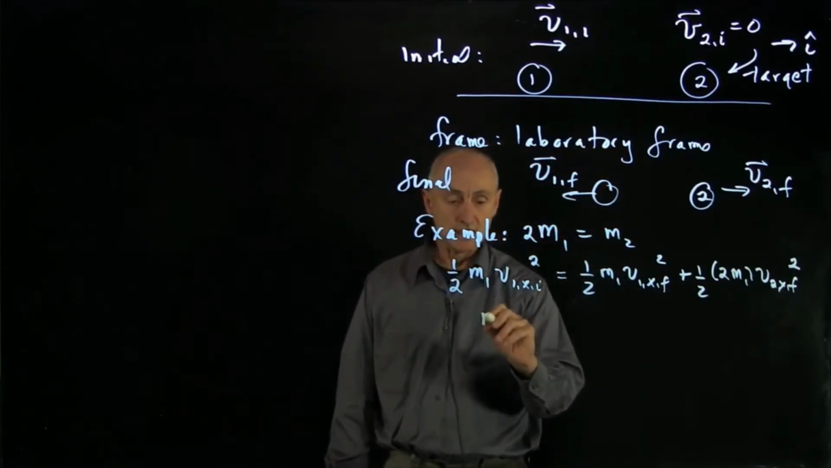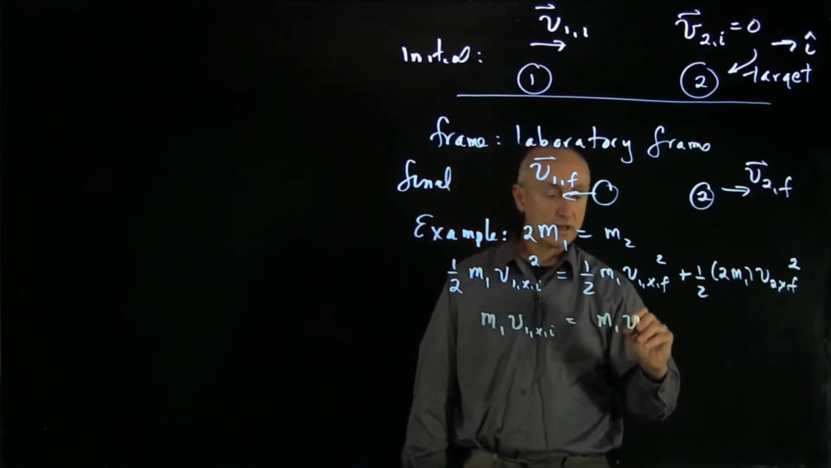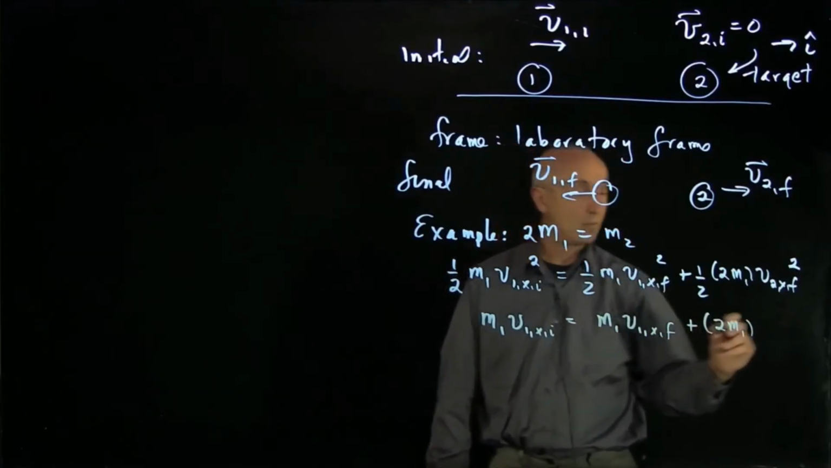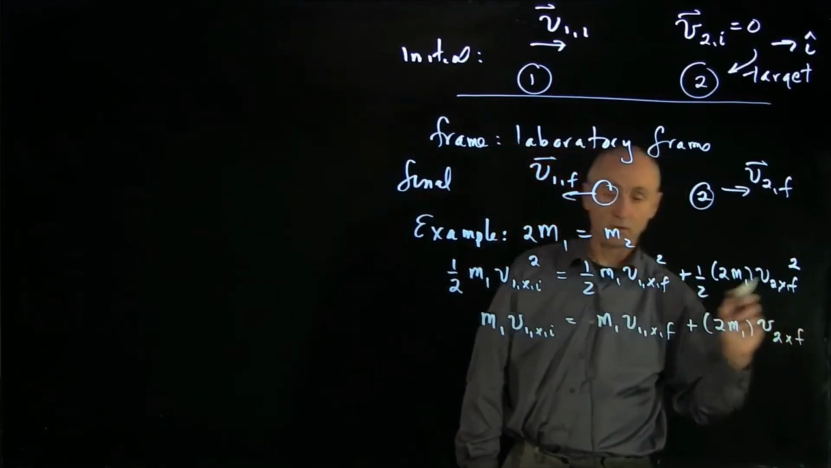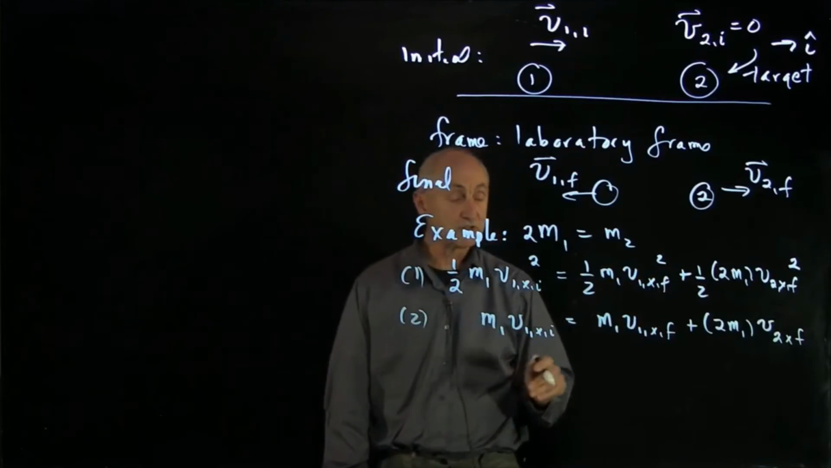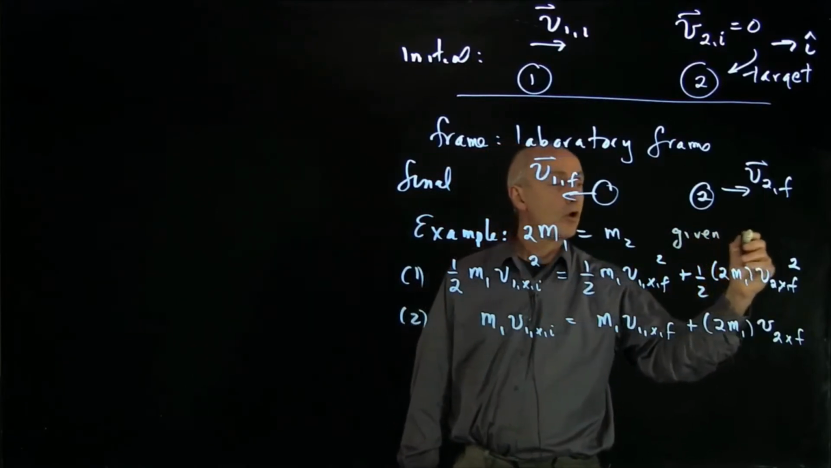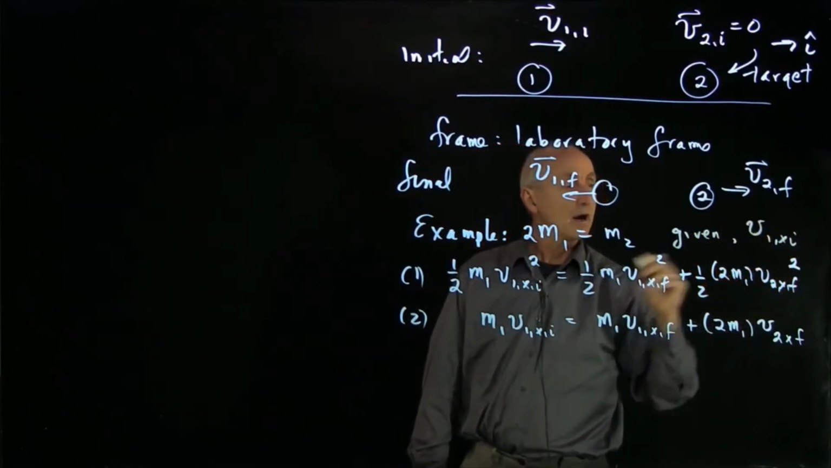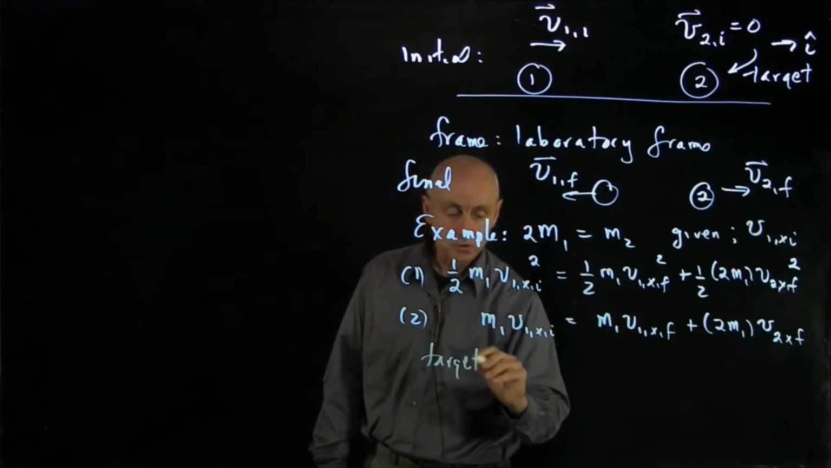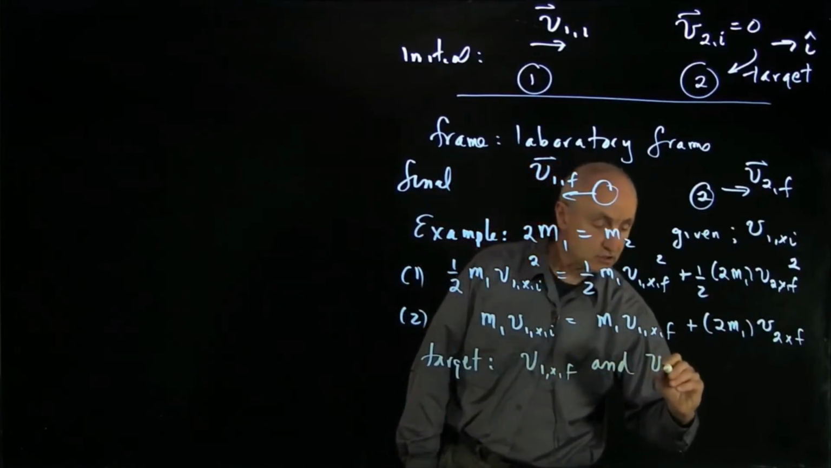And then our momentum condition is that the incoming momentum, M1 V1x initial, is equal to the outgoing momentum, M1 V1x final. And again, I'm going to substitute for M2. That's 2 M1 V2x final. And these two equations represent a system of two equations with two unknowns. We'll treat M1 and M2 as givens along with the initial velocity of particle 1. And our target here is to solve for V1x final and V2x final.